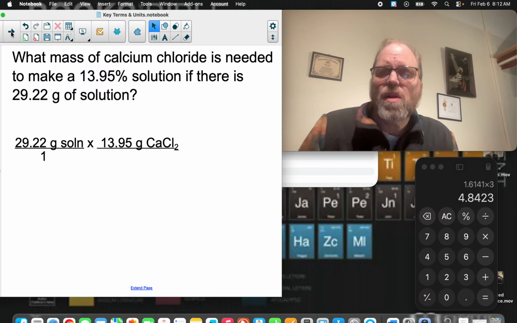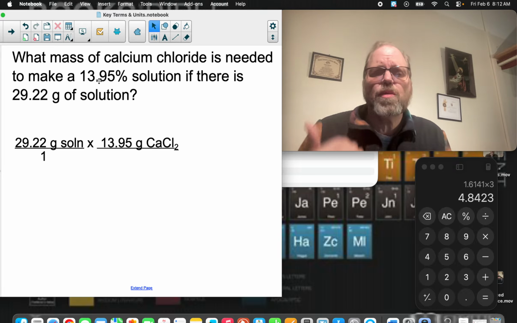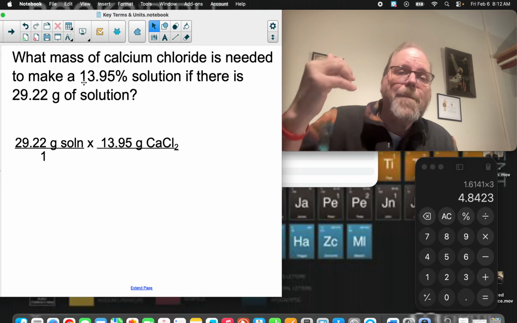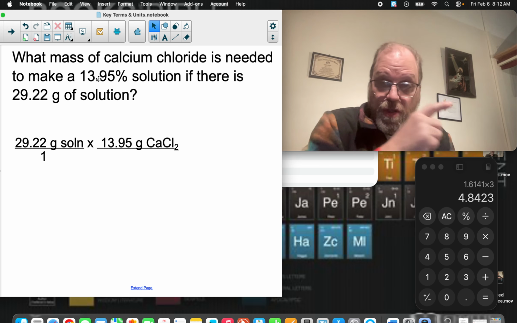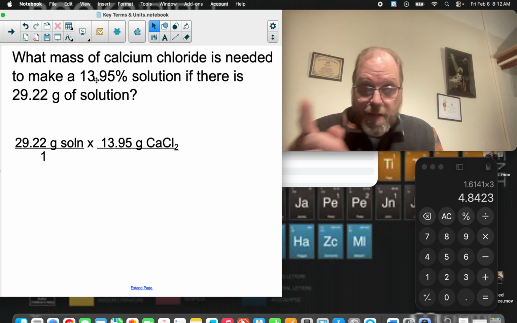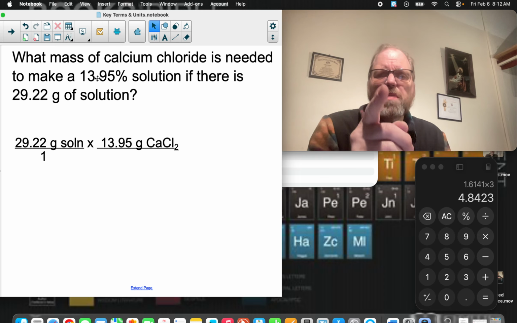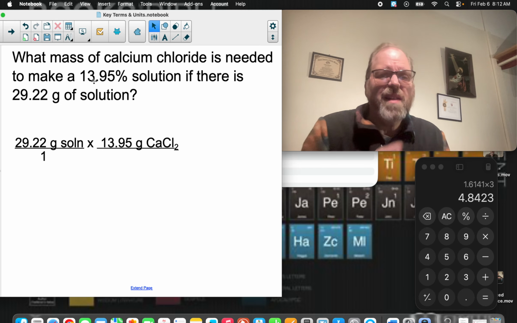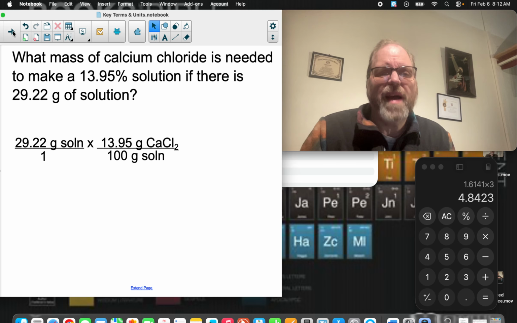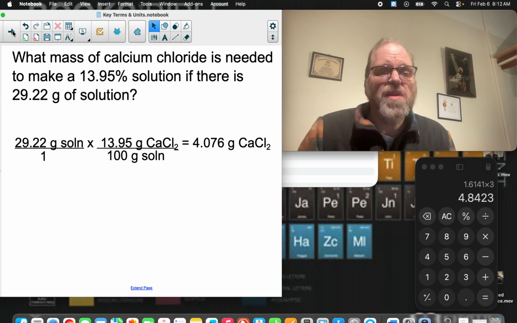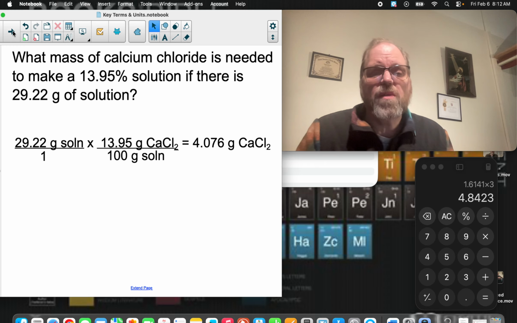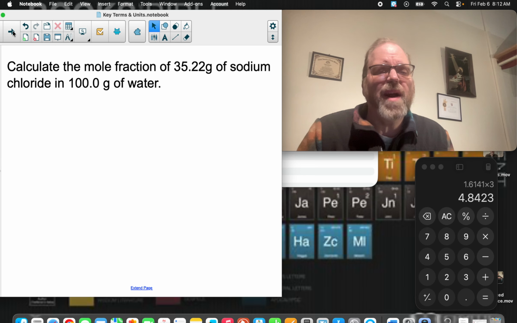That's calcium chloride, CaCl2. Well, how much would that be? What number would I divide 13.95 by to get, remember, a percent, moving it 2 places to the left, to get 0.1395? We're going to divide by 100. So multiply through, 29.22 times 13.95, divide by 100, and we get 4.076 grams of calcium chloride. That's my answer. All righty.